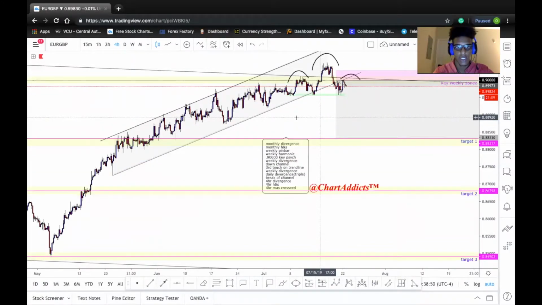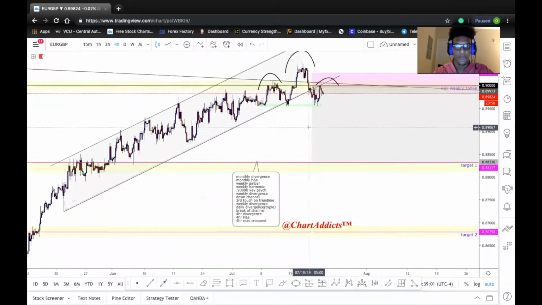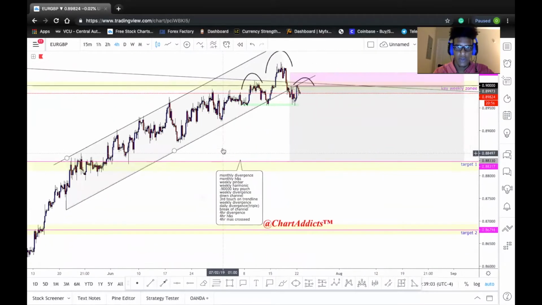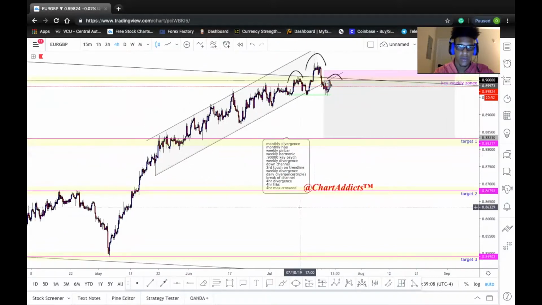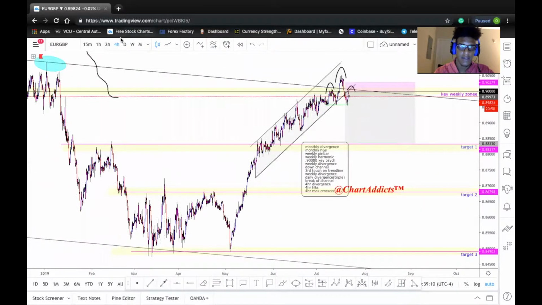Essentially, we have been on an uptrend for a while, and we did break out of that trend. We do have a lot of higher time frame confluence with divergence, head and shoulders, pin bars, and currently we are on the 4-hour. So if it does continue, we could see it come to our target 1, target 2, and target 3. The last is the bottom of the channel.